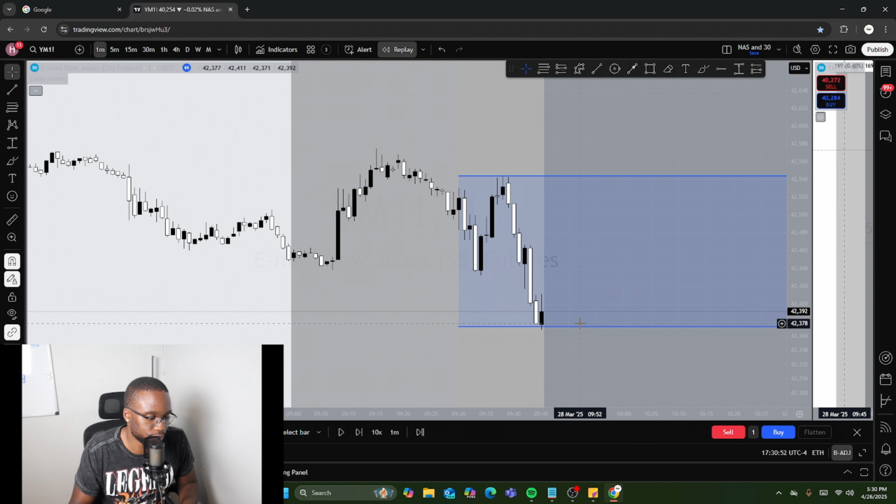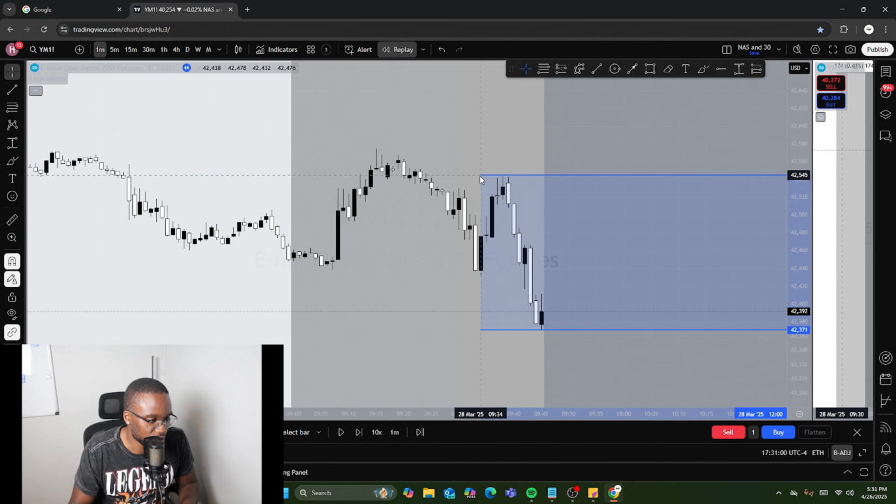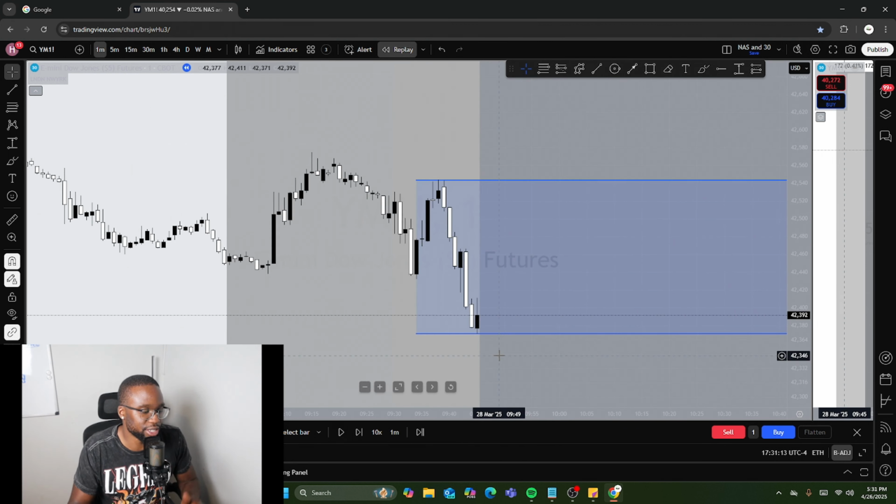Boom. This is the 9:45 candle. So maybe drag this down just a little bit. Above just a little bit. Just like that. So this is 9:30. 9:30 started here. This 9:30, it peaked up here at 9:37, 9:45. It closed down here. Let's see what it wants to do now.